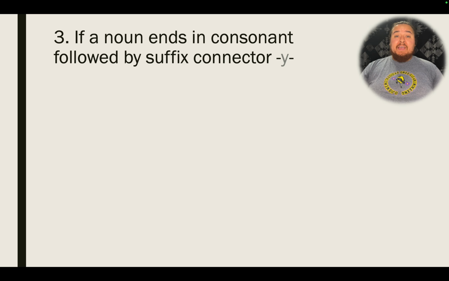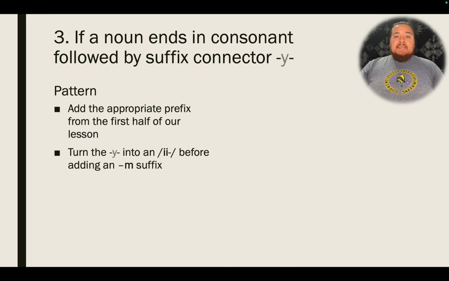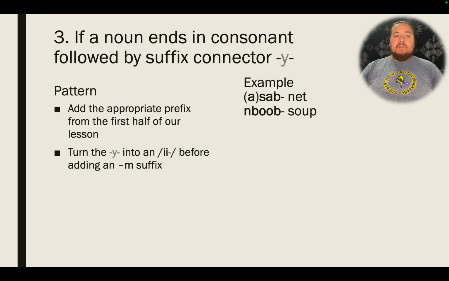All right, so now if a noun ends in a consonant sound, followed by a Y suffix connector, again, add the appropriate prefix as necessary, indicated by the first half of our lesson. Next, you're going to turn the Y into a double I before adding an M suffix. So we're going to use the examples sub, which is net, and bob for soup.